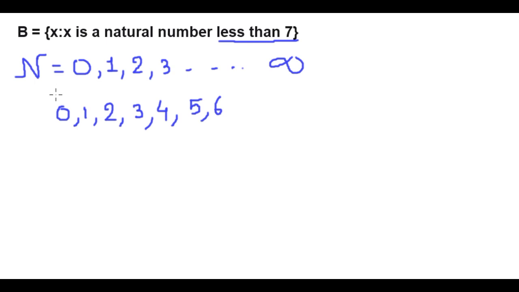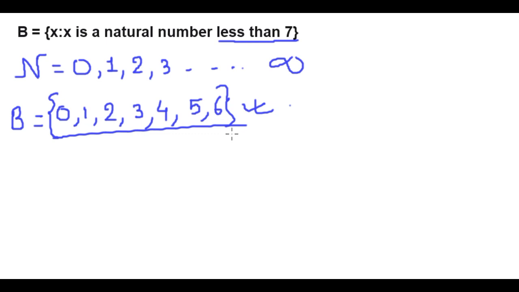So we can write this in a roster form like that. This is our solution of question number 2. These are all less than 7 and all are natural numbers. So let's start question number 3.